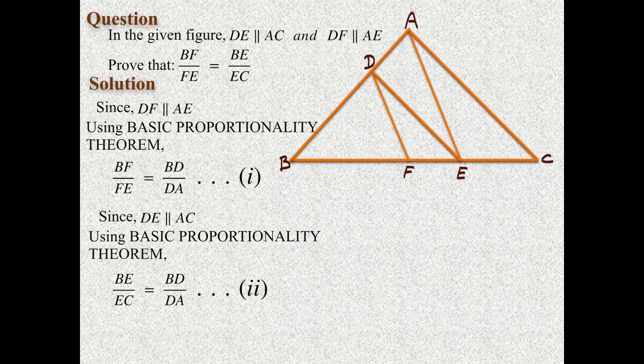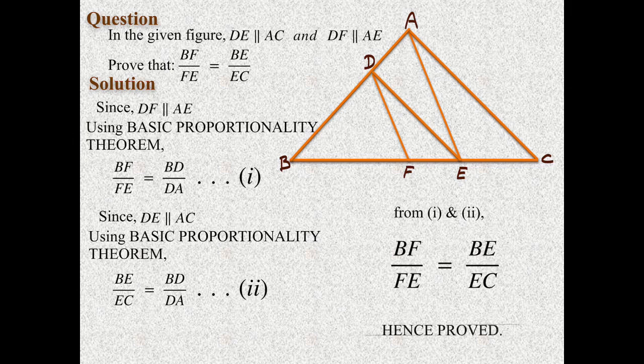Now if we observe equation 1 and equation 2, the right hand side is the same ratio. So from 1 and 2 we can say that BF upon FE equals BE upon EC. Hence our required result is proved.